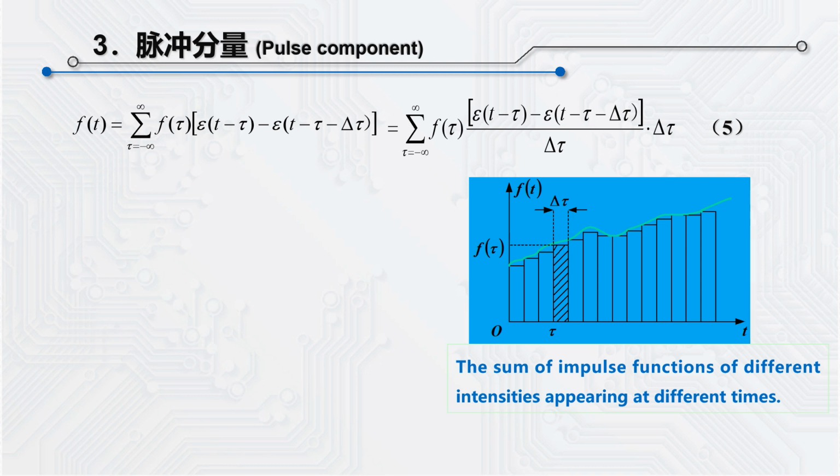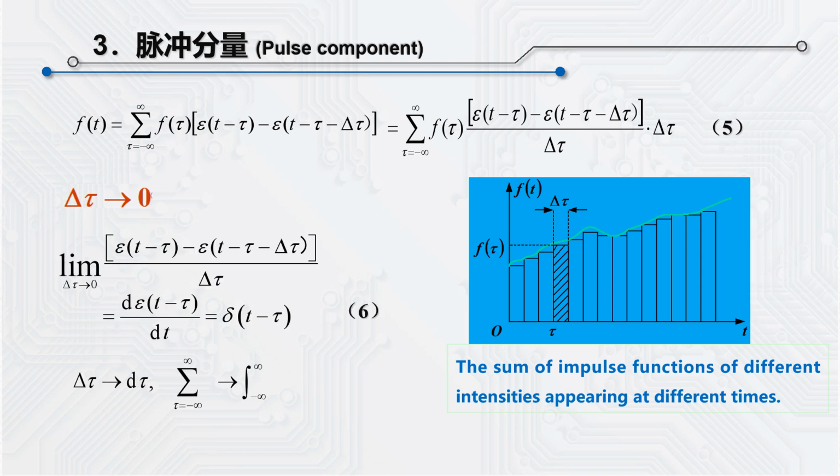As shown in Formula 5, if delta tau approaches 0, the incremental calculation in Formula 5 will be a differential operation. Here, this incremental calculation becomes delta t minus tau. The corresponding properties of epsilon t and delta t will be introduced in detail in the following lecture. If delta tau approaches 0, delta tau can be d tau. The summation operation can be an integral operation. Then Ft can be expressed by Formula 7.